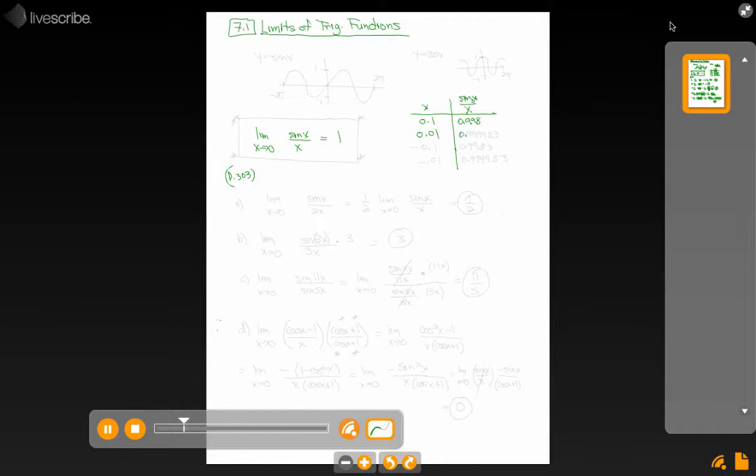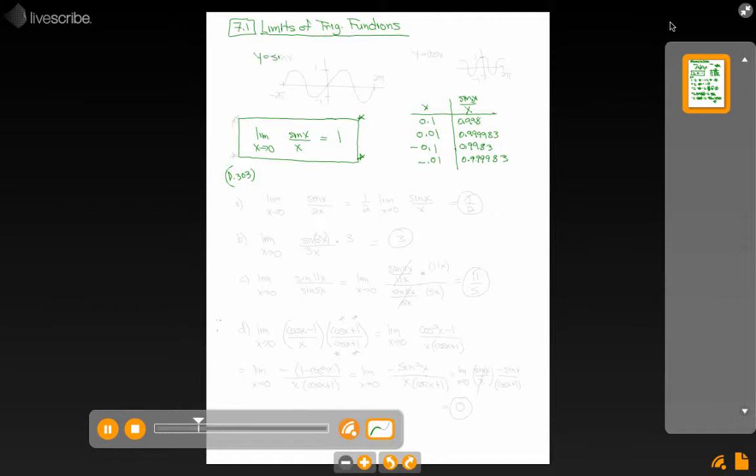0.9999, as many decimal places as you want, if you make this number closer and closer to 0. And the same is true even if you go from the other side. If you do negative 0.1, you get 0.9983 something, and negative 0.01, same kind of answer, 0.999983. So that doesn't necessarily prove anything, but it sure does look like it's approaching 1. The fact is that it is, and again, I'm not making you responsible for proving that, but if you want to take a look at your book, you can see it.